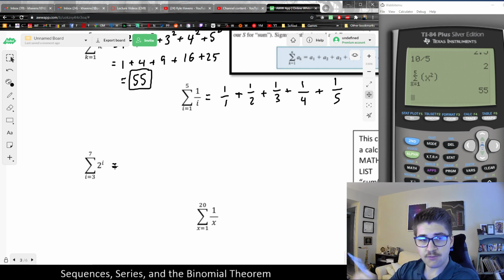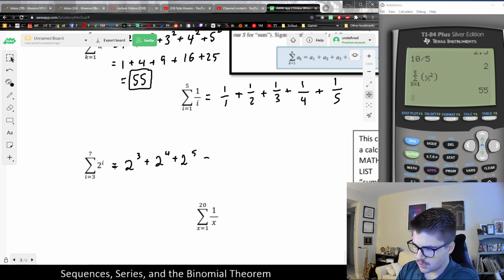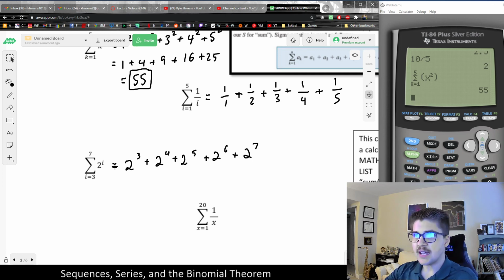That formula would relate back to the sequence 2 to the nth power. But here, instead of starting at 1, I'm going to start at 3. So it'd be 2 to the third, just because that's what it says. Then I'm going to stop at 7, going sequentially between each number from 2 to the 3 up to 2 to the 7. If I wanted to add that all up, that would be quite a big answer. You can imagine there might be some factoring I could do to simplify that.